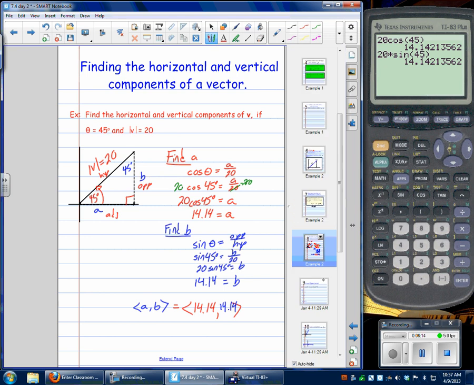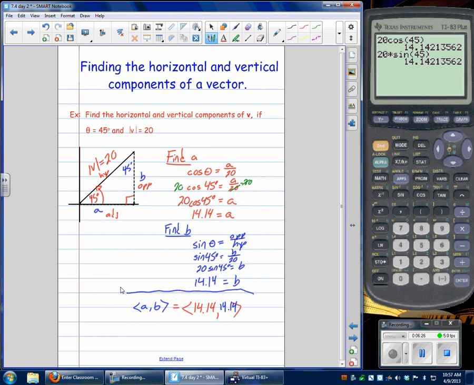All right, hopefully that helps. Again, we just found the horizontal and vertical components of a given vector with a certain direction angle. Also, we wrote that as a position vector, 14.14 comma 14.14.